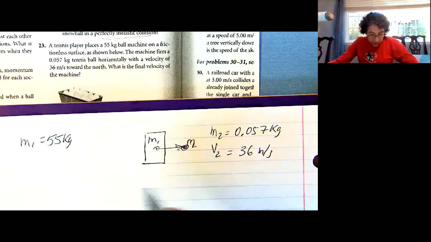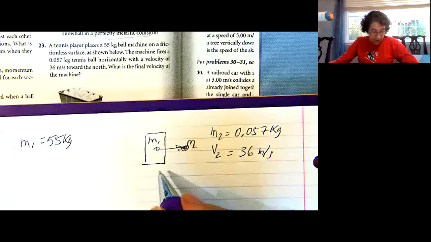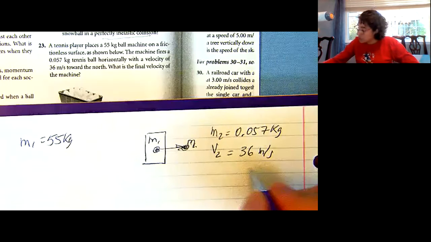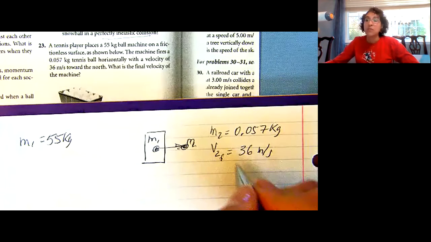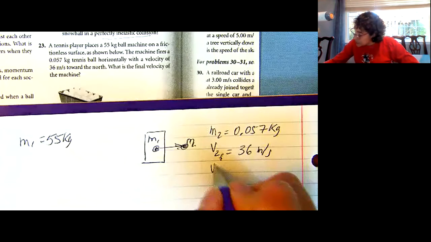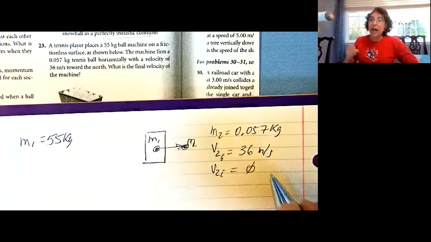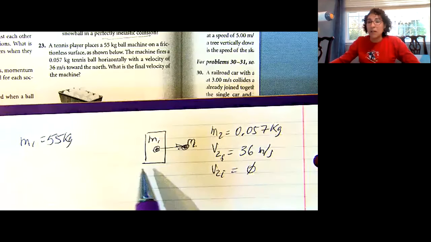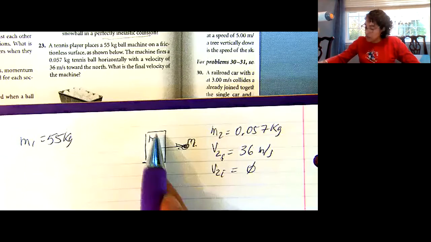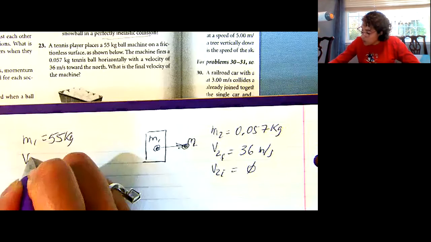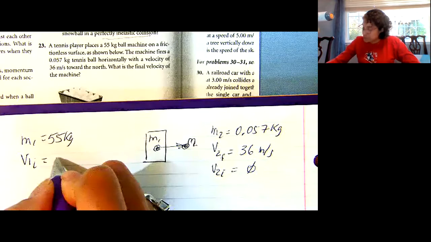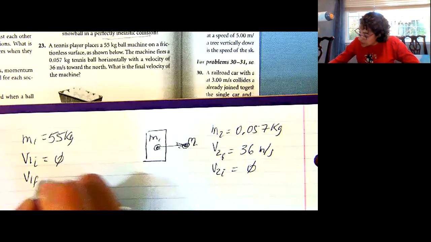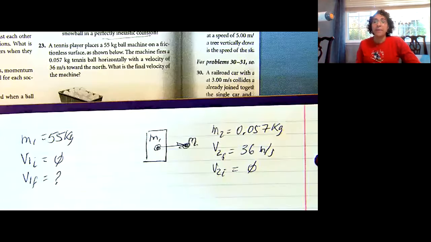Okay, 0.057 kilograms, and it comes shooting out at 36 meters per second. So initially it's just sitting inside, so it's not moving. The initial velocity is zero. And the mass of the big machine, M1, its initial velocity is also 0. So the question is, what's the final velocity of this guy?